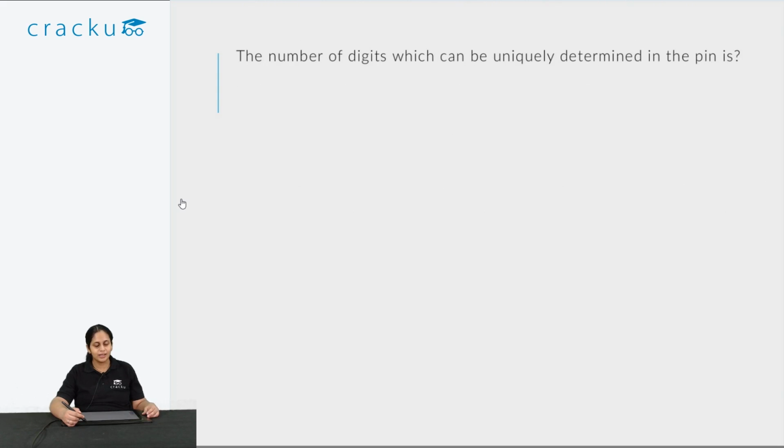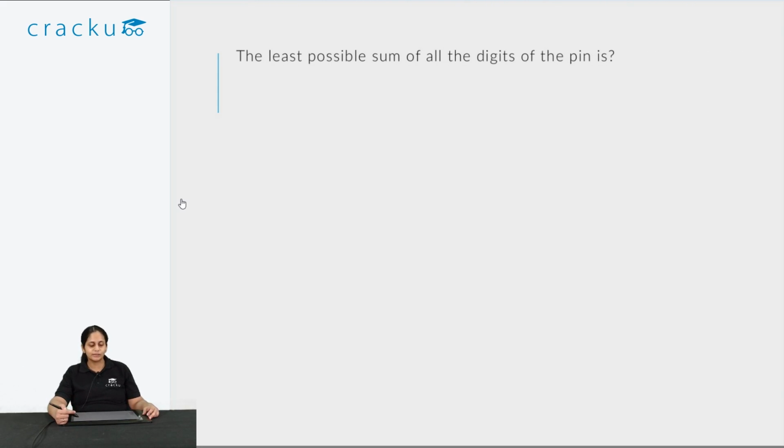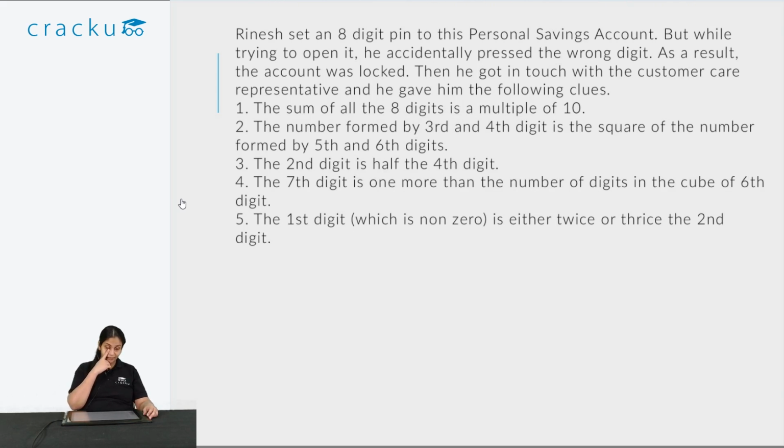What are the questions? The number of digits which can be uniquely determined in the PIN is sum of all the single digit natural numbers that are not. So basically you have to figure out what the PIN is. Okay, so you have to find out what are the possible cases for the PIN, which numbers satisfy the given conditions. Least possible sum, yeah. So all of these are essentially hinting that there are multiple cases that are possible for the PIN, and you have to figure out what all those cases are which satisfy the given conditions.